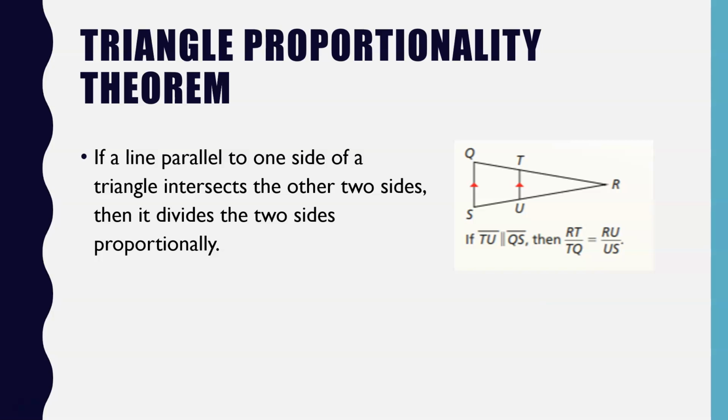Okay. The next thing I need to talk about is the triangle proportionality theorem. It states that if a line is parallel to one side of a triangle and it intersects the other two sides, then it divides the two sides proportionally. So what that's saying is if this is a parallel line to this line, the ratio between this and this side, so this piece to this side, is the same as from here to here.